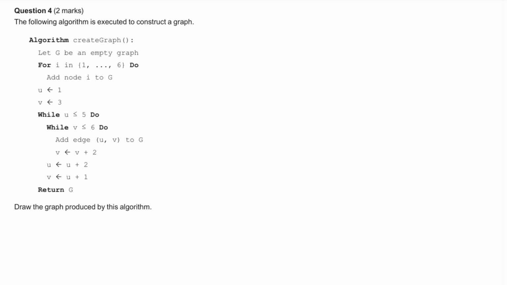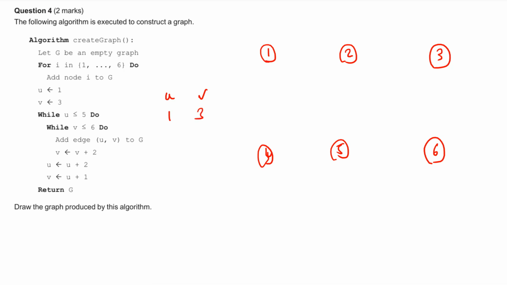Right, well, we'll just go through this one step by step. For each node, add it to the graph. So 1, 2, 3, 4, 5, 6. Now we're going to do a little trace table. U and V. U is 1, V is 3.